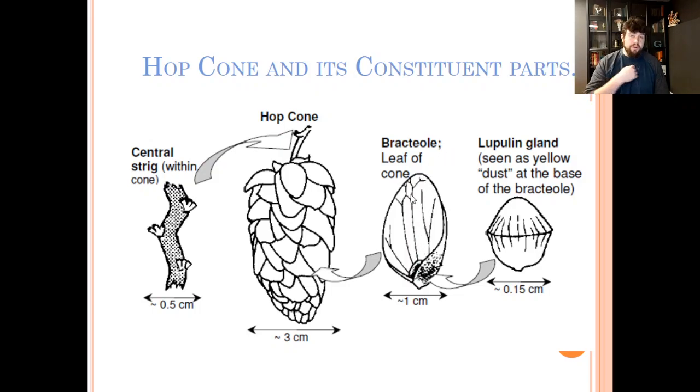Now, the thing that we're interested in as brewers is located right in the bottom, and that is these lupulin glands. And this is where all the alpha acids, all the beta acids, all the essential oils, all the big compounds we're typically looking for in beer reside. Now, there are some compounds we're interested in in this green material, but we're going to talk about that in a later course.